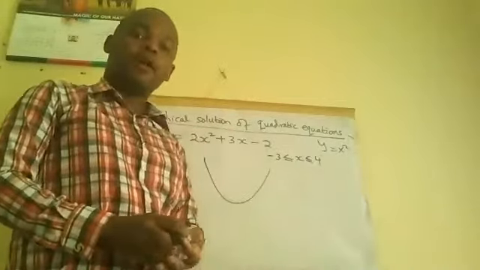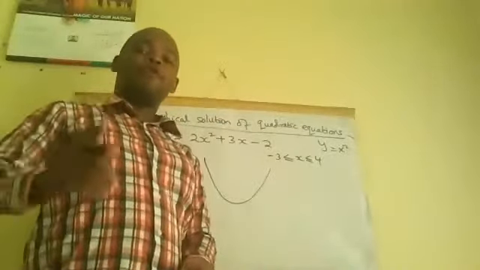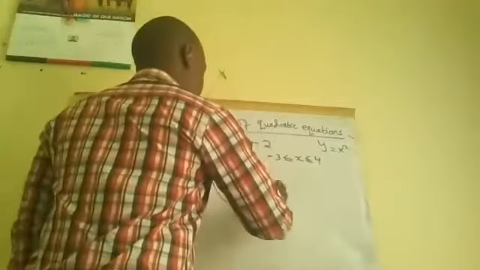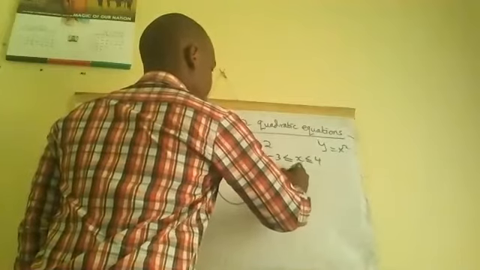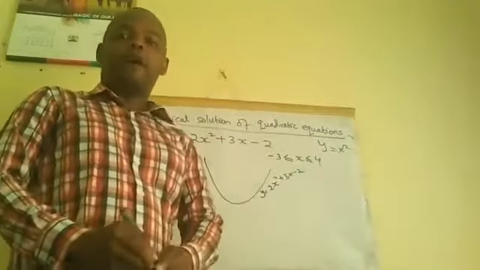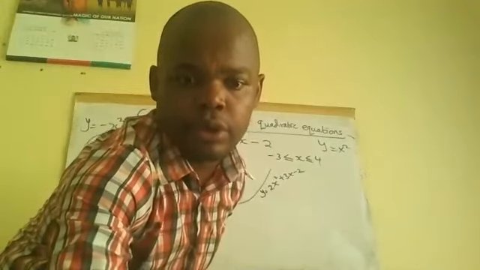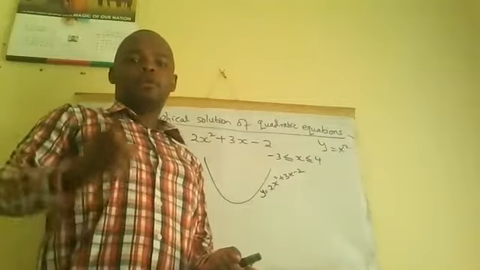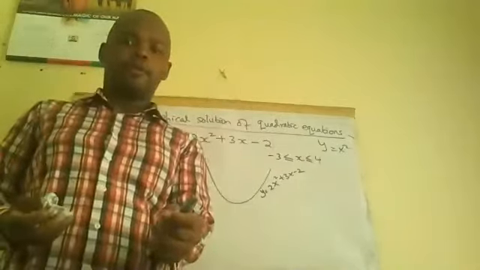Another thing on the graphs is that after you have drawn the graph, you label the graph. Like if this one is y equals 2x squared plus 3x minus 2, label the graph. And thereafter, the lines you are also going to be drawing, you will also be labeling them. So that is it.